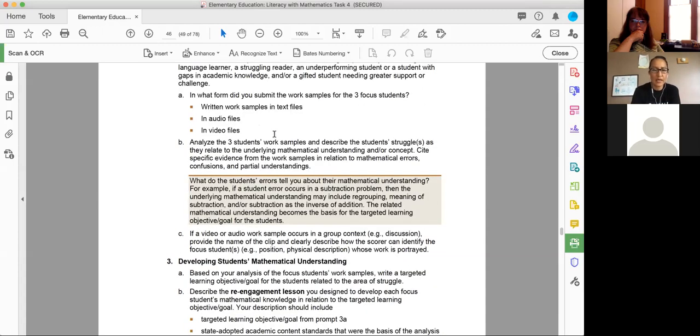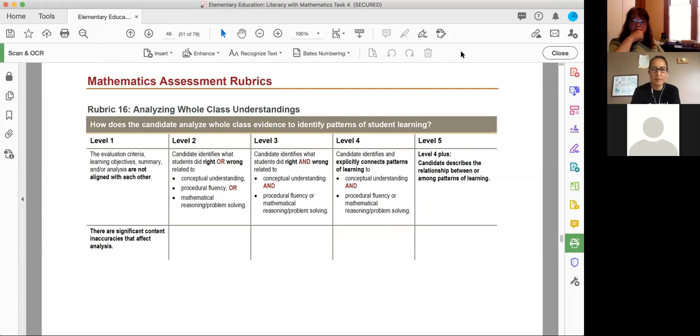And that aligns with rubric 16. So rubric 16 is asking, how does the candidate analyze whole class evidence to identify patterns of student learning? Okay, so you put together your quantitative analysis and your qualitative, and now you're describing, and these are the things that the scorers are looking for. You want to look for, it says, candidate identifies what students did right and wrong.